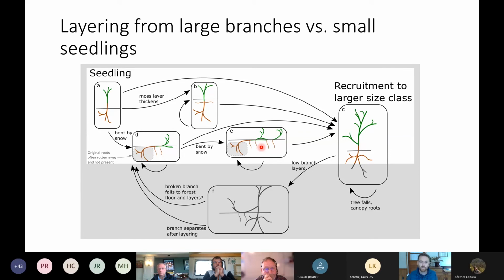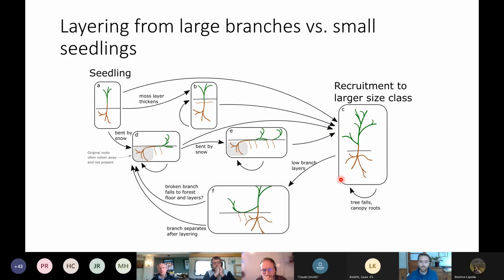And you all know how slow growing cedar is. You can imagine that it can be stuck in this state potentially for 40 or 50 years if it's really struggling to get up to a larger size class, which it may eventually do. Then that brings us to the bottom portion of the graph, which is what we more often think about when we're first thinking about layering.